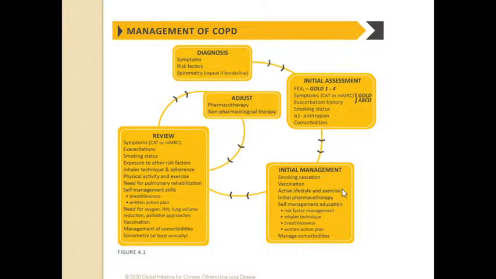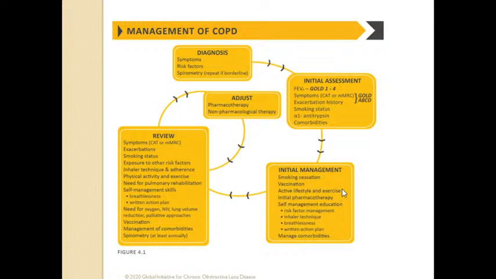on risk factor management, inhaler technique, and treating comorbidities, and the patient should also obtain a written action plan. At the next visit, you should analyze symptoms using CAT or MMRC. You should know about the history of exacerbation and smoking status. The smoking status should be under your control and attention. Ask, and the patient should stop smoking, because there is a high level of evidence for the benefit of stopping smoking.